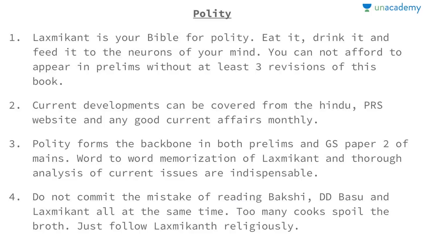Now for polity, there is no question, you should not even apply your brains. Laxmikanth is the bible for polity. If I were you, I would eat it, I would drink it, and I would feed it to the neurons of my mind.